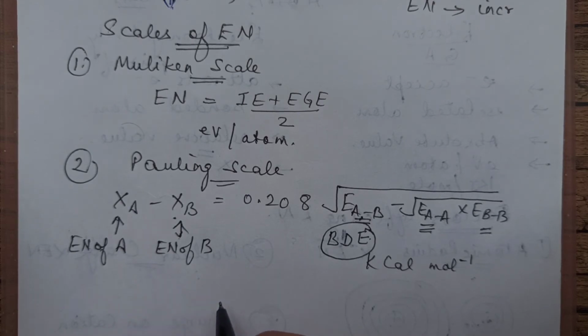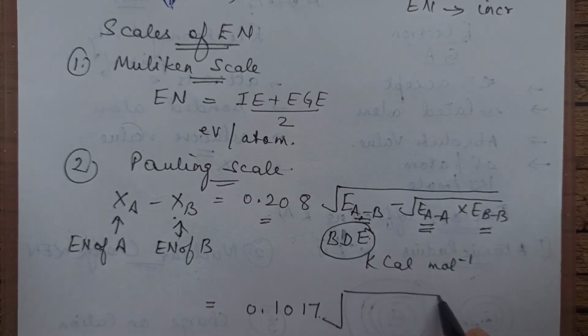Now in case the bond dissociation enthalpies are given in kilojoules per mole, then instead of this value we use 0.1017, right?